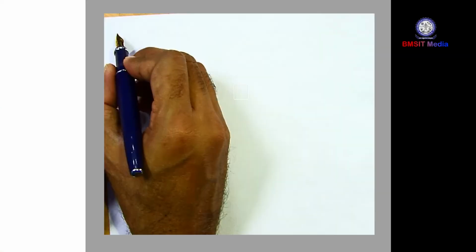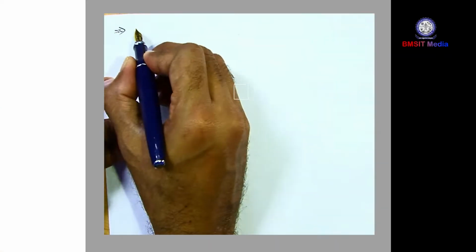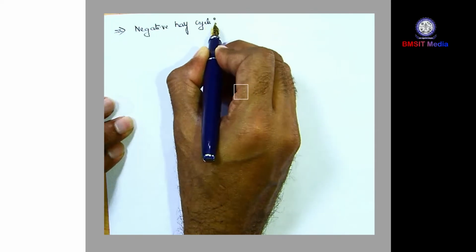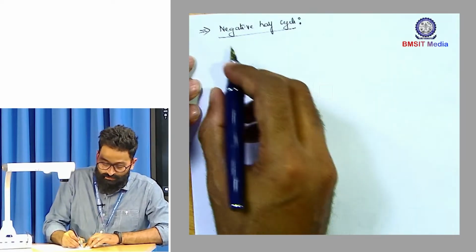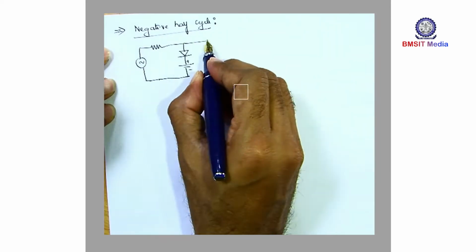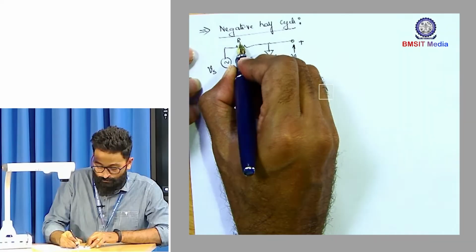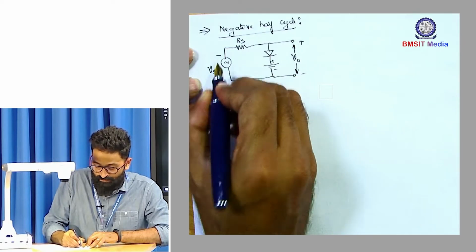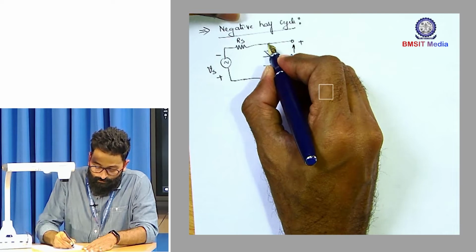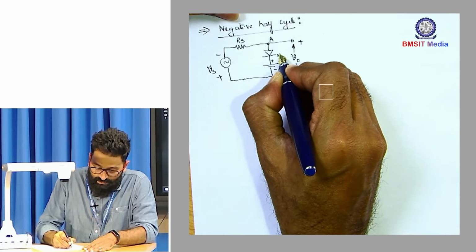Welcome back. So now let us look at the operation during positive half cycle. Sorry, negative half cycle. So during negative half cycle, put the polarity for negative half cycle. Okay. This is the anode terminal and this is the cathode terminal.